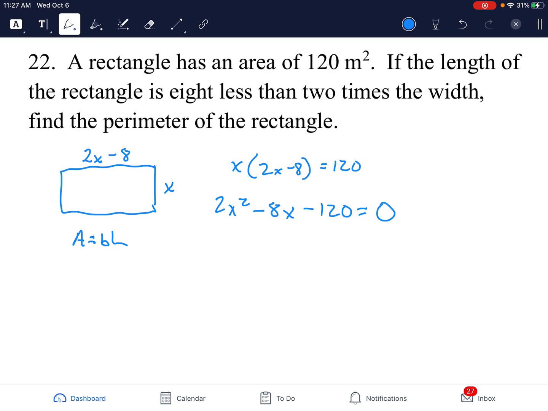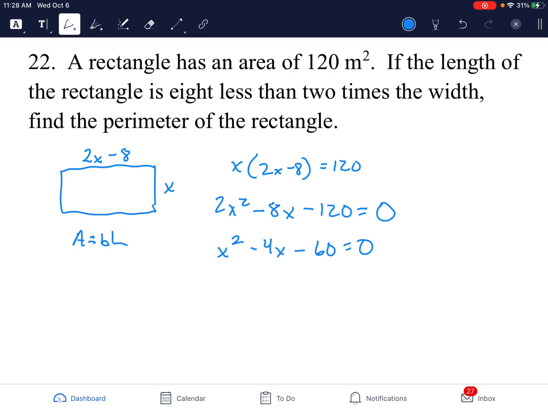Much like the problem before, I'm going to factor out a greatest common factor of 2, to make my equation much smaller in terms of numbers. So I have x squared minus 4x minus, what's 120 divided by 2? 60.